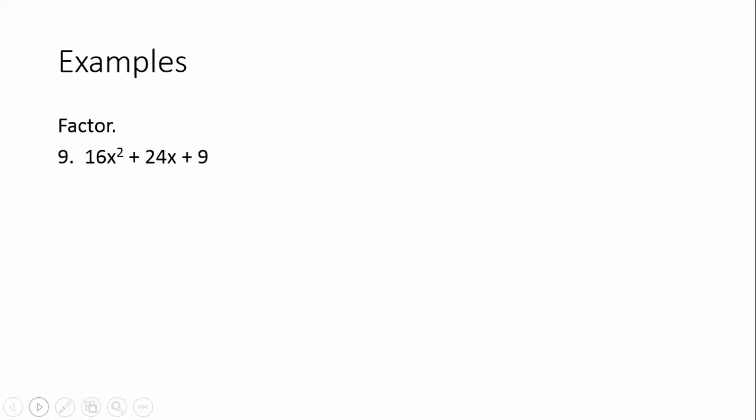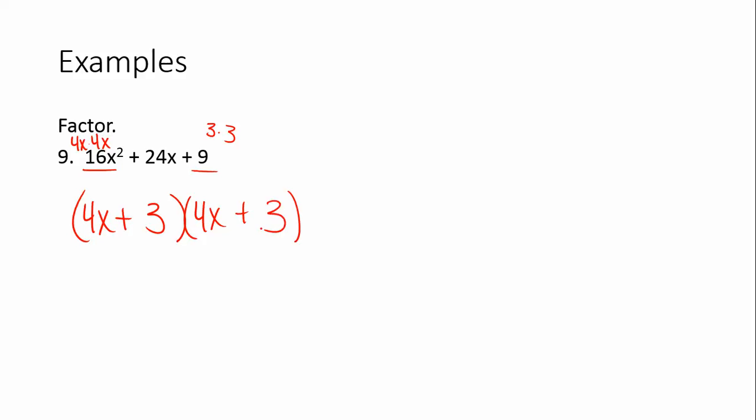On number 9, I see a perfect square in the front and in the back. So my initial thought is that I maybe do have a perfect square trinomial. There's nothing I can factor out of 16, 24, and 9. I know this is 3 times 3. This is 4x times 4x. And the middle term is in fact 2 times 3 times 4x. So this is a perfect square trinomial. So it's 4x plus 3, 4x plus 3.